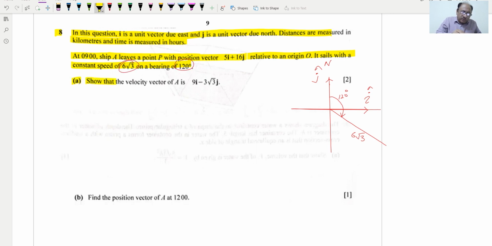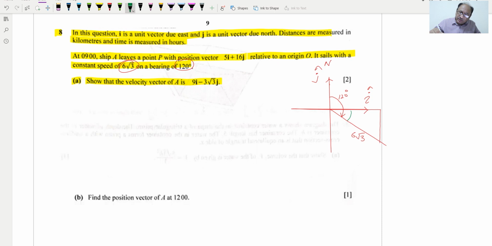Part a: show that the velocity vector of A is 9i minus 3 root 3j, and this is what we have to show. So we can complete the triangle. If we complete the triangle, it will be this one, and this angle, which angle?